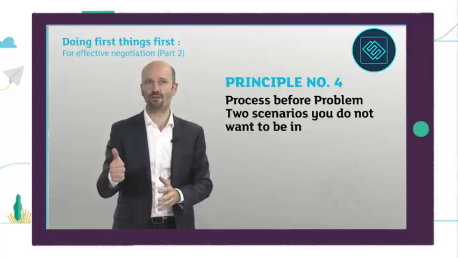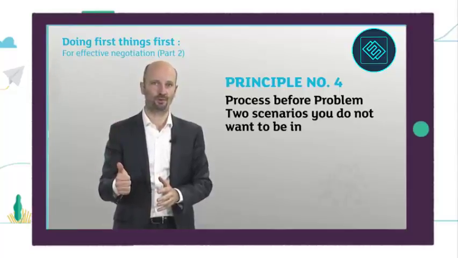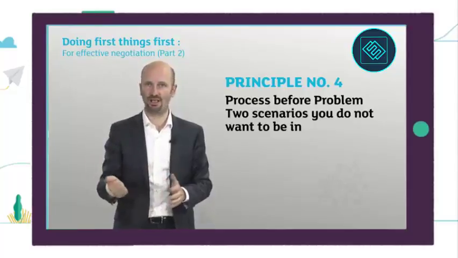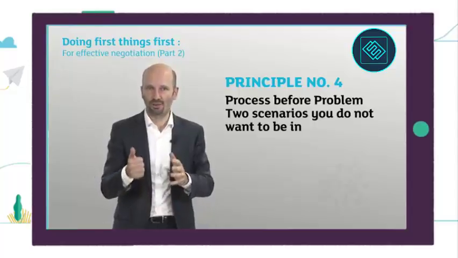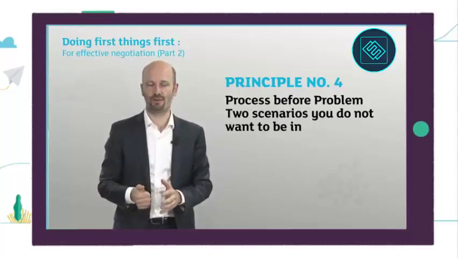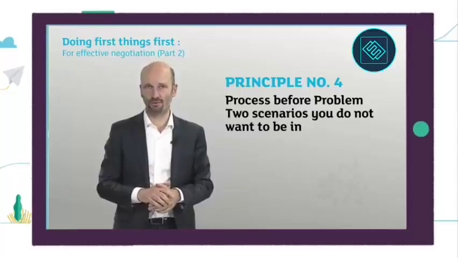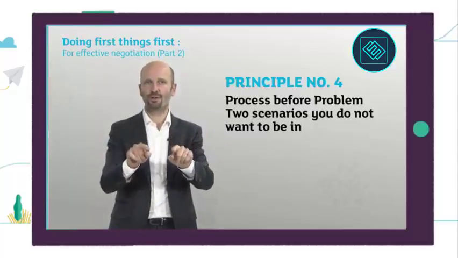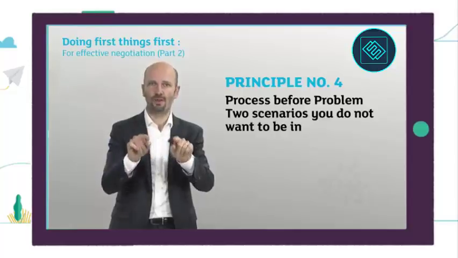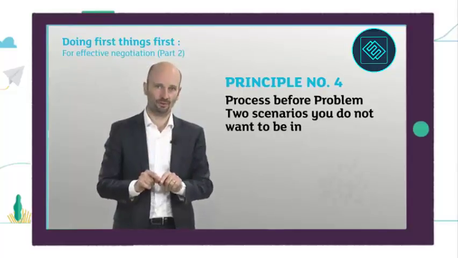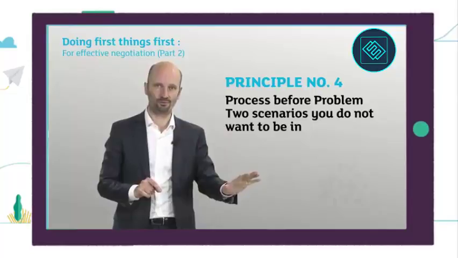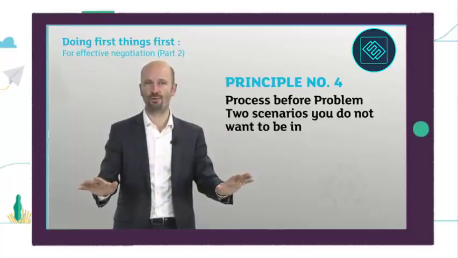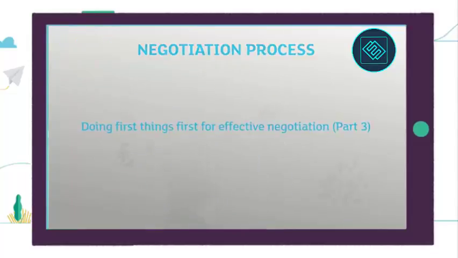The first scenario is nobody thought about the process. Your negotiation is likely to be chaotic, and that will not help you reach your objectives. The second scenario is even worse. You didn't check the process, but they did, and they organized everything in the way they want things to happen. So remember, set the process before engaging into the problem. You will discover more first things first principles in the next video.